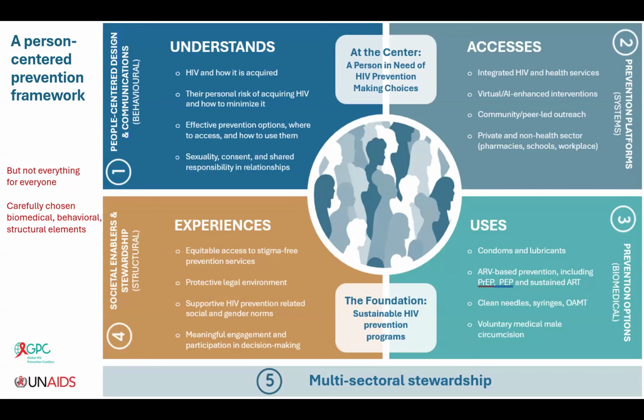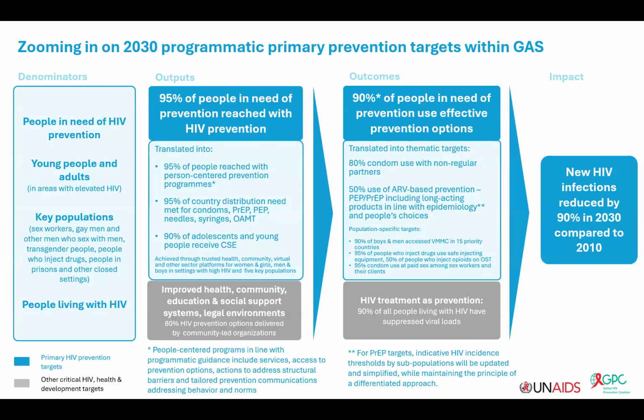And then, of course, we have a 4th dimension in terms of societal enablers and stewardship, where we need the optimal mix of different structural components of prevention. For all of those, we will need to prioritize, and the needs estimates help us determine the right mix of these person-centered dimensions of prevention.